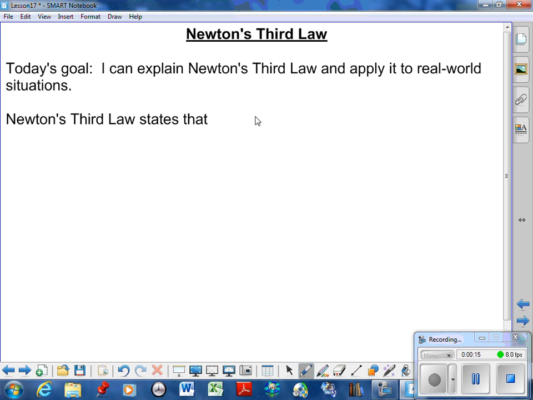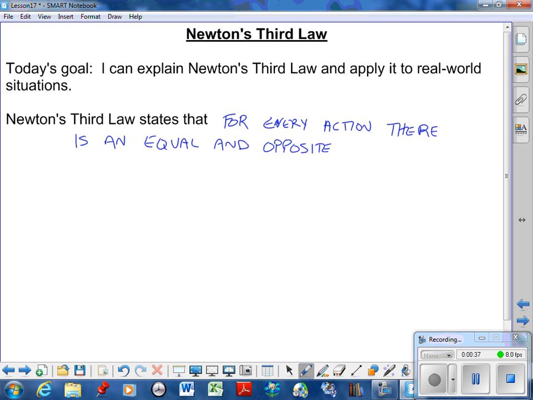Well, Newton's third law states that for every action, there is an equal and opposite reaction.